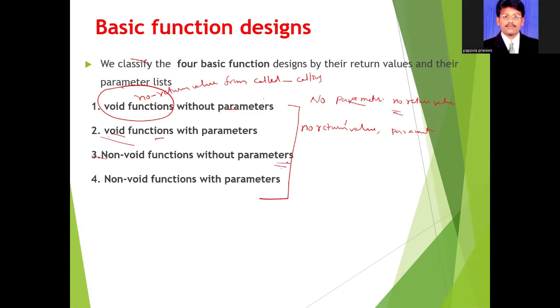Next, the third one is non-void function. Non-void function is nothing but a return value. Return value without parameter. Without means no parameter. Now, the last one is parameter and return value.